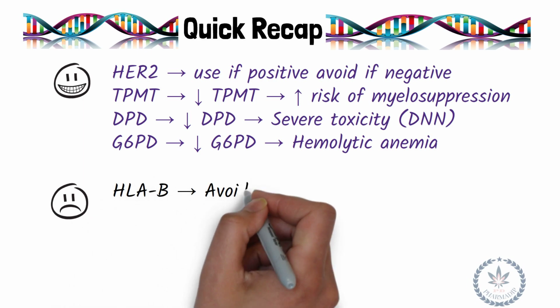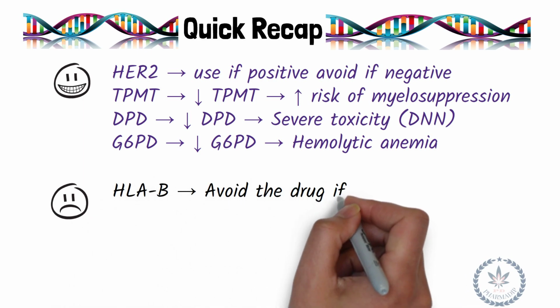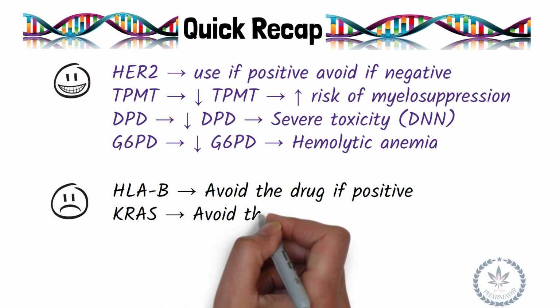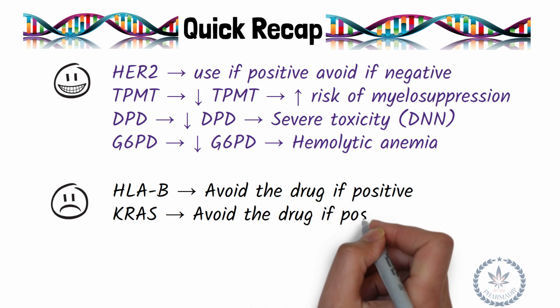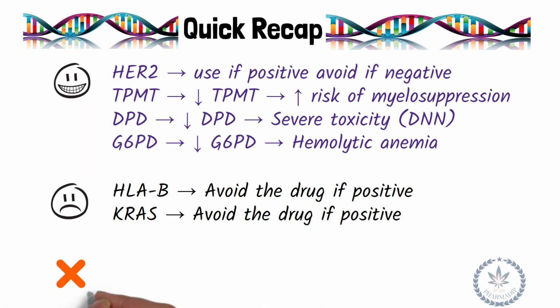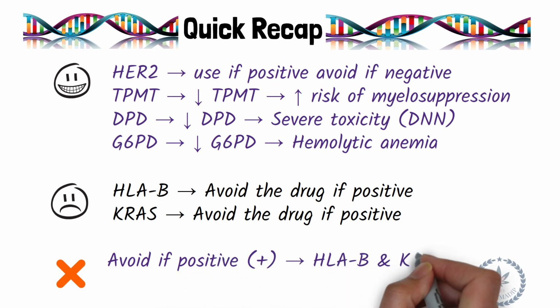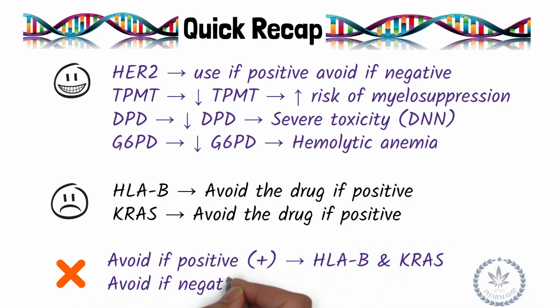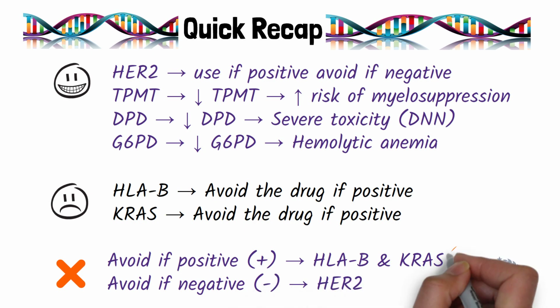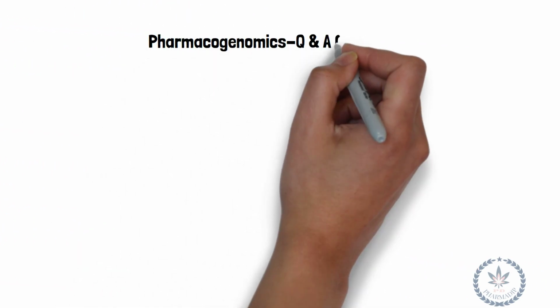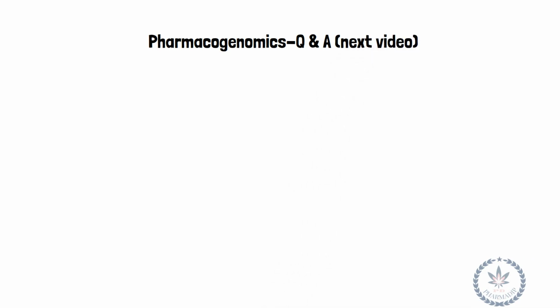HLA-B: avoid the drug if the individual has a positive HLA-B gene. KRAS: avoid the drug if the individual has positive KRAS. You can remember it as: avoid if positive for HLA-B and KRAS, and avoid if negative for HER2. These are a few basic important notes you need to know while you are appearing for any exam, especially licensing exams. Analyze yourself by taking the Q and A session in the next video.